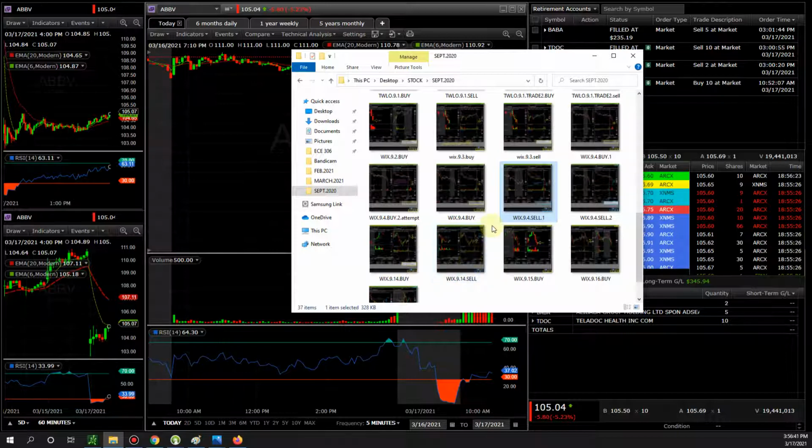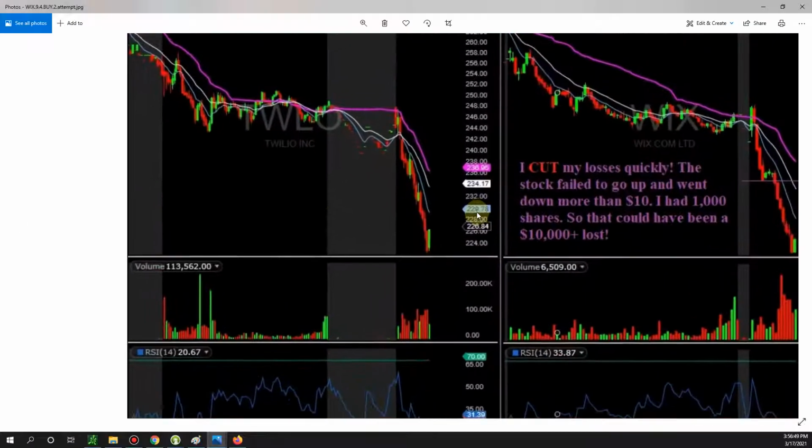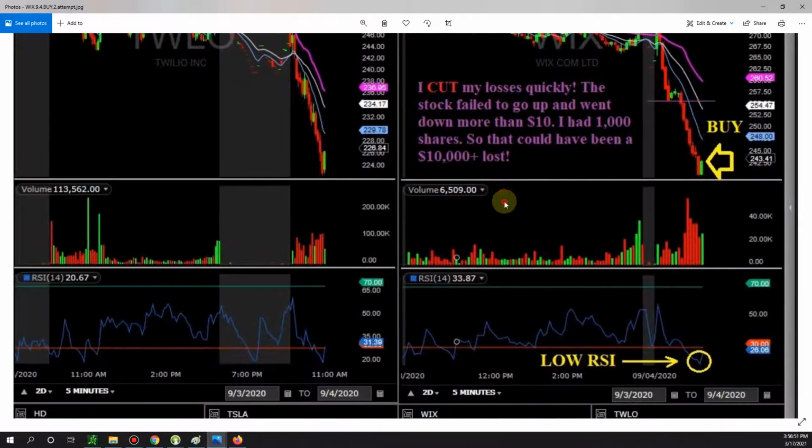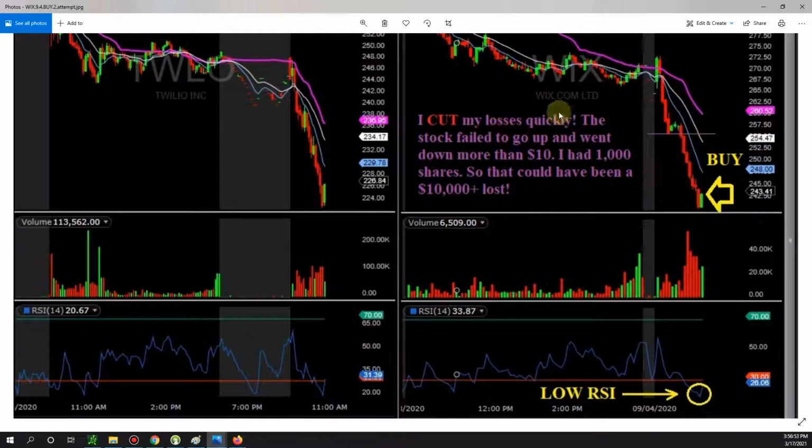If I can find the picture, right, I think right here. Yes, the second attempt. So I'll buy it again the second time. Okay, so I cut my loss right here, right? And then it just falls.